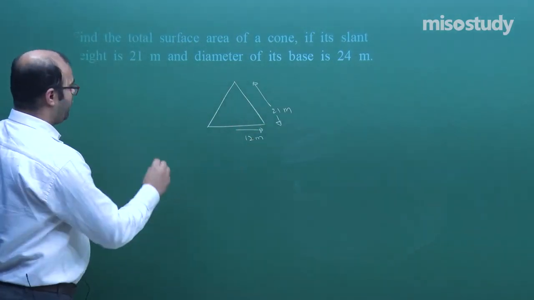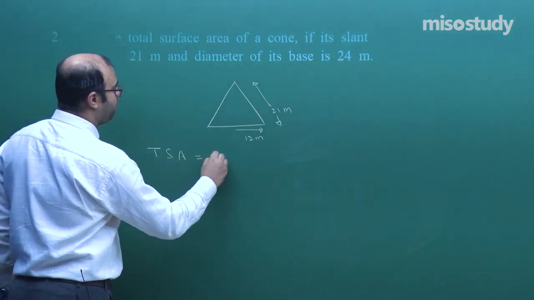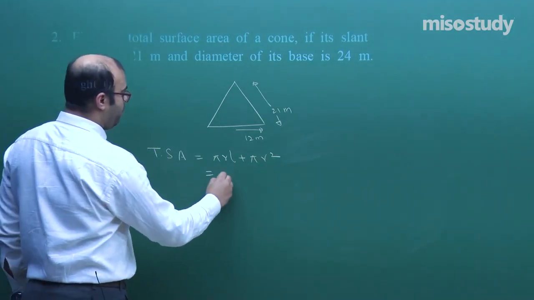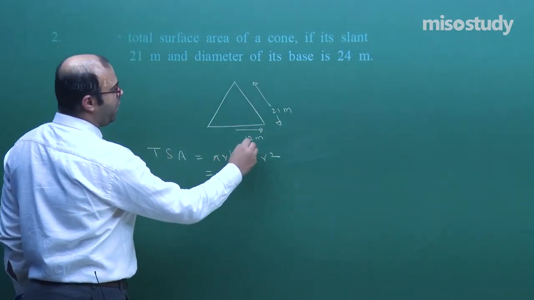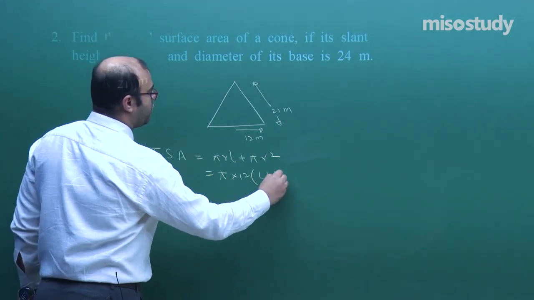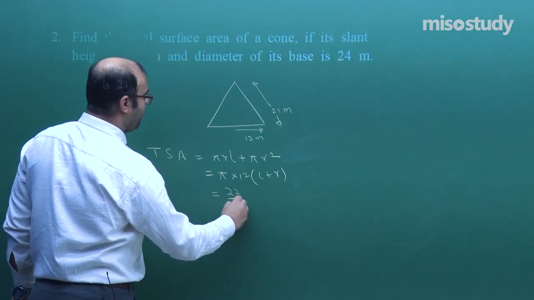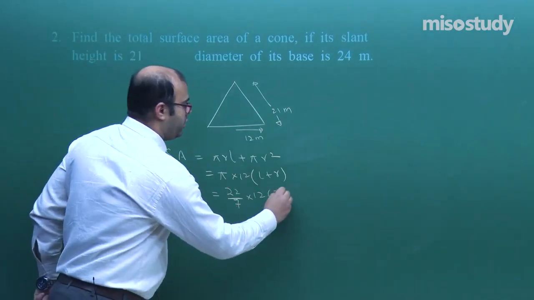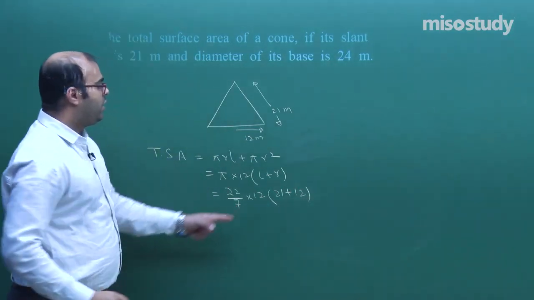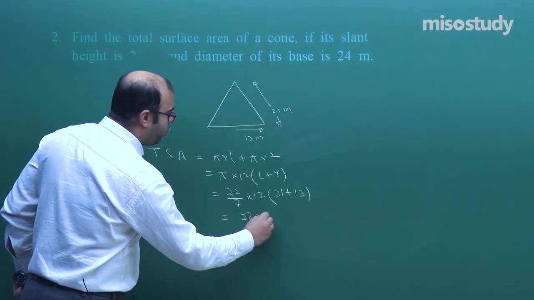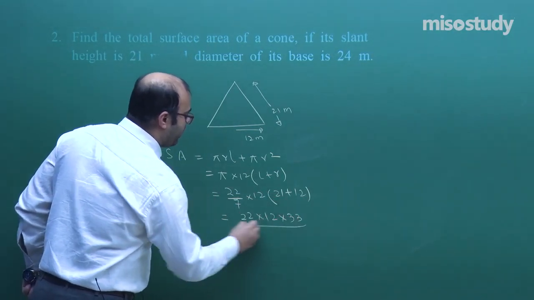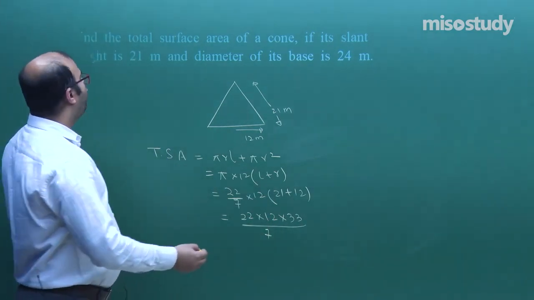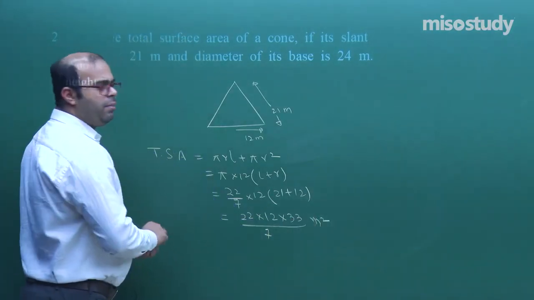Now, we have to find the total surface area. What is the total surface area of a cone, students? Pi r L is the curved surface area plus pi r square is the base area. So, this will become pi into r, let us take common, and r is 12, into L plus r. Pi is 22 by 7 into 12 and L plus r will be 21 plus 12, that will be 33. So, 22 into 12 into 33 by 7. You can do that calculation and find the total surface area. It will of course be in meter square as the units are given in meter.